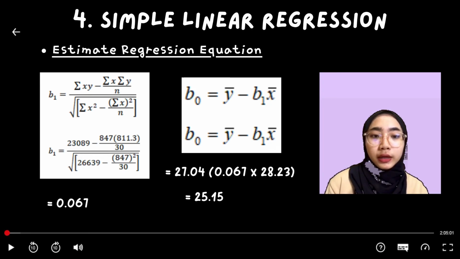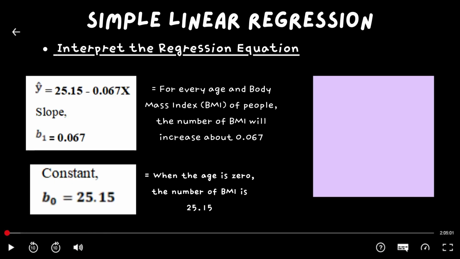And the next formula is B0 equals y bar minus B1 x bar, and the calculation is 27.04 bracket minus 0.067 multiplication 28.223 bracket, and we will get the answer, which is 25.15.